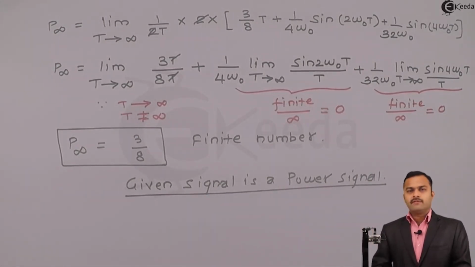So over here we have seen that a trigonometric function of degree more than 1 can still be considered as a power signal, because we are getting power of that signal as a finite number.